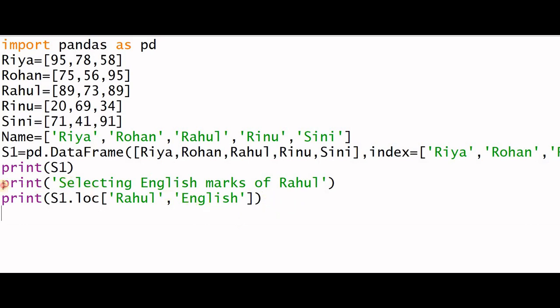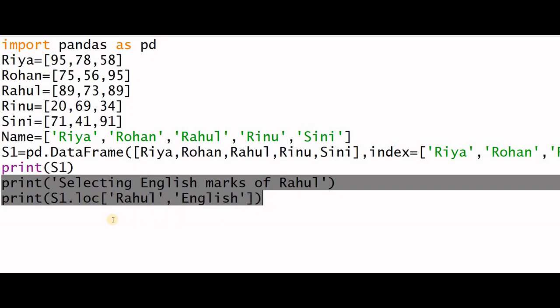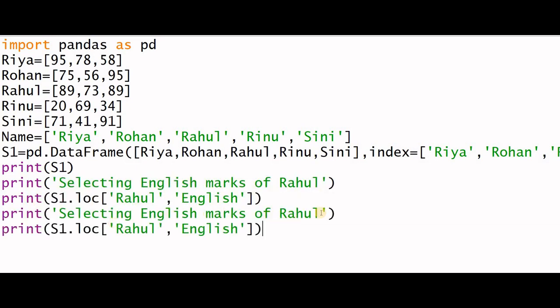Now we are copying the same statement using ILOC. So here instead of Rahul, we will give the index value of Rahul as 2, and English takes the index value as 0. Here LOC is used, here ILOC is used. Instead of row label, we use the index value 2 and column label index is 0. Now let us check what is the output.